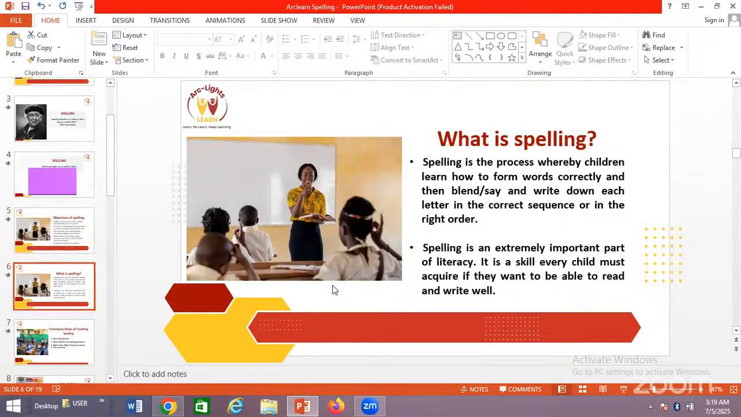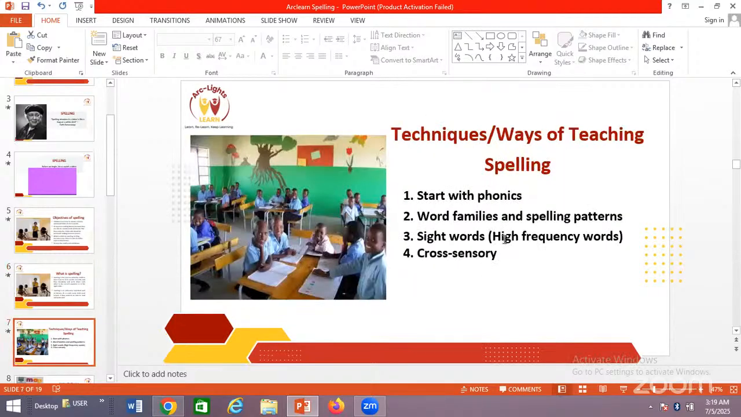So what is spelling? Spelling is the process whereby children learn how to form words correctly, then blend or say, and then write down each letter in the correct sequence, or in the right order. Spelling is an extremely important part of literacy. It is a skill every child must acquire if they want to be able to read well. So this is why you learn to spell.